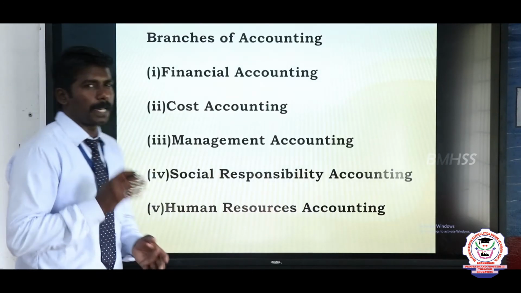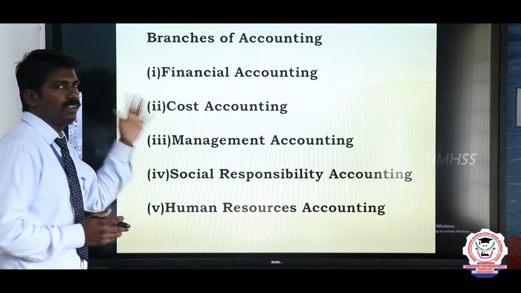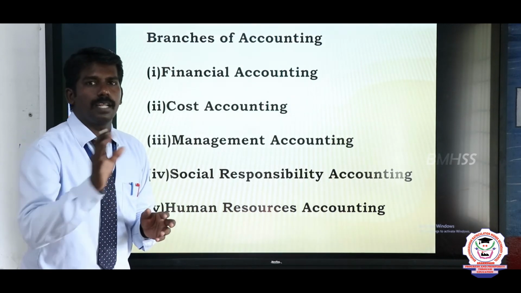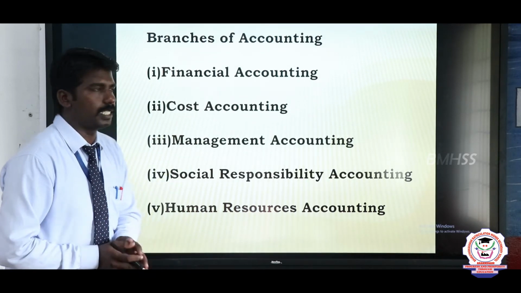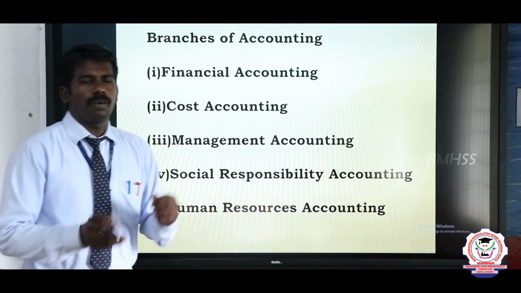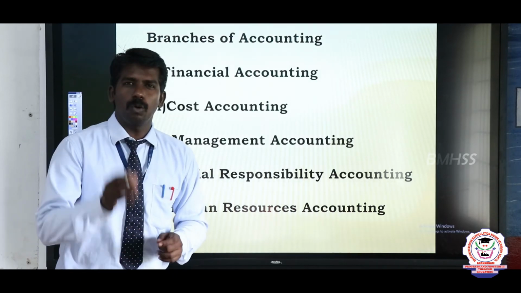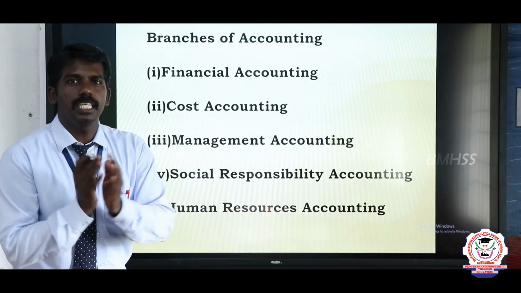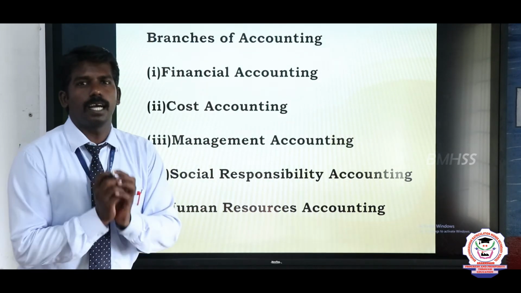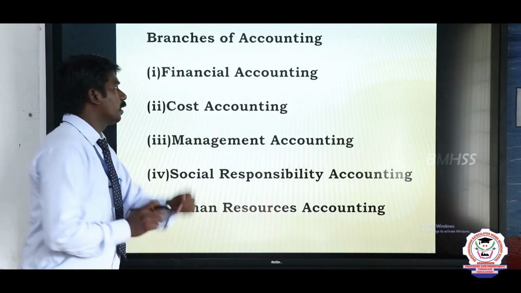Next one is the branches of accounting. What are the branches in accountancy? First one is financial accounting. Financial accounting reveals the financial transactions in the business organization. Second one is cost accounting. For what purpose are we preparing cost accounting? Correct. To ascertain the cost of each and every product produced in the company and how to control the cost of each product is the purpose of preparing cost accounting.